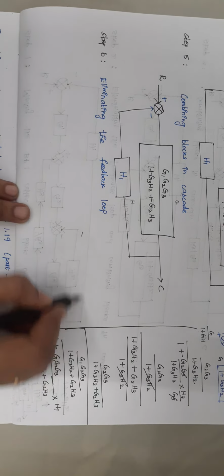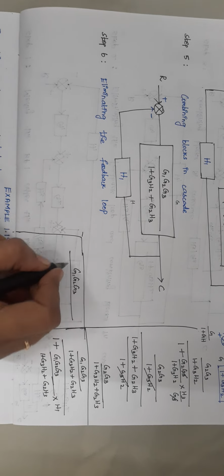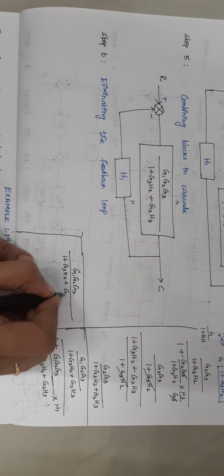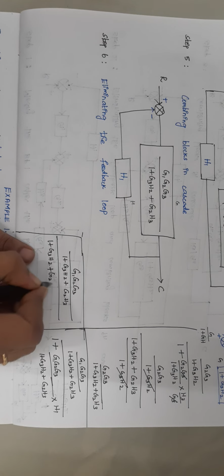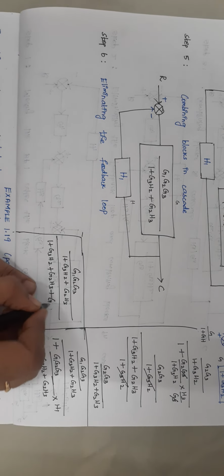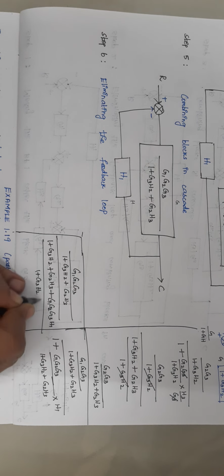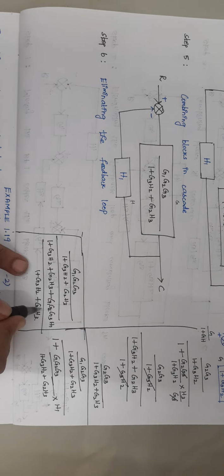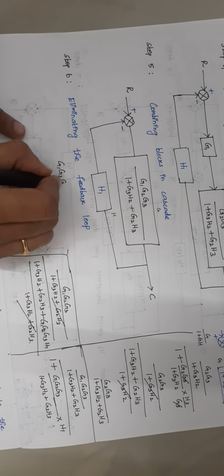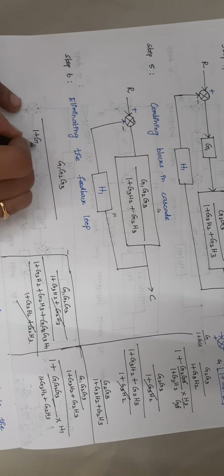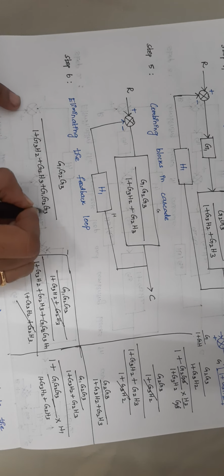So I am writing here, we will be having G1, G2, G3 divided by 1 plus G3 H2 plus G2 H3 divided by 1 plus G3 H2 plus G2 H3 plus, just multiply these two terms, you will be having G1, G2, G3, H1 entire term divided by 1 plus G3 H2 plus G2 H3. So here the denominator terms get cancelled and the final output will be, here you will be having G1, G2, G3 divided by 1 plus G3 H2 plus G2 H3 plus G1, G2, G3, H1.